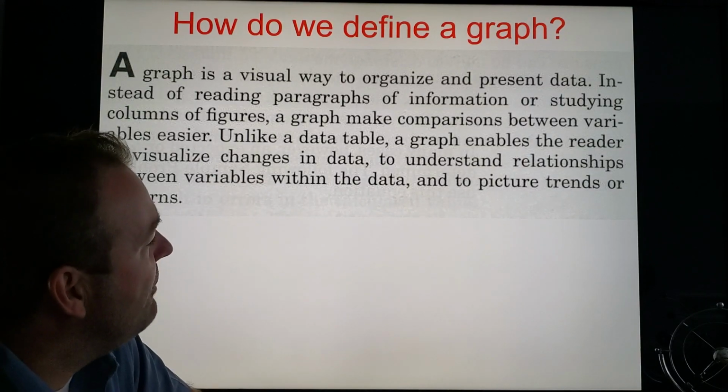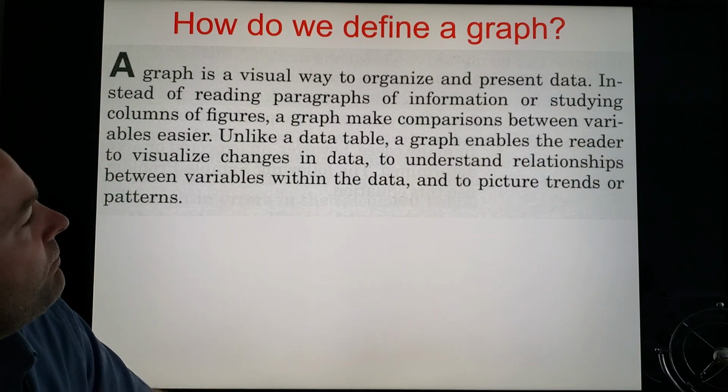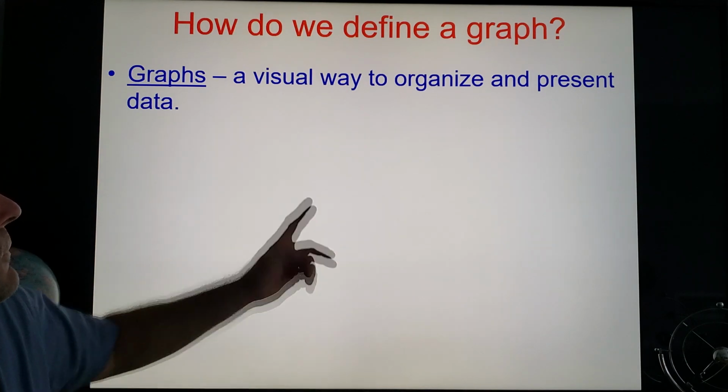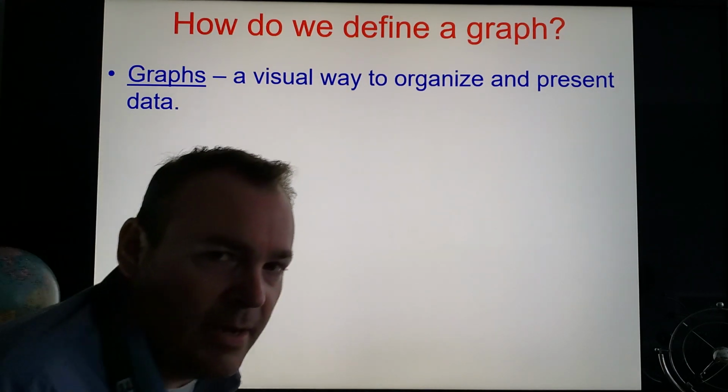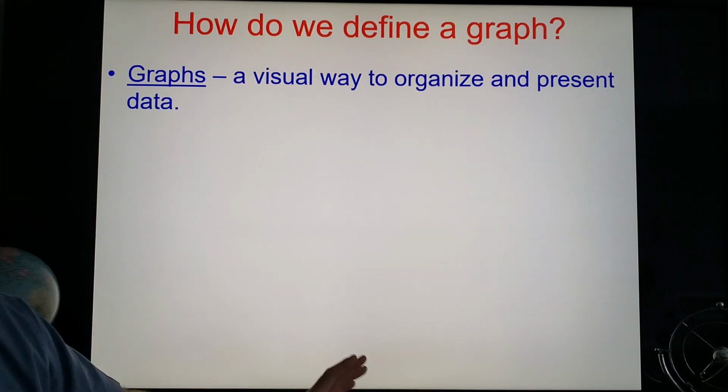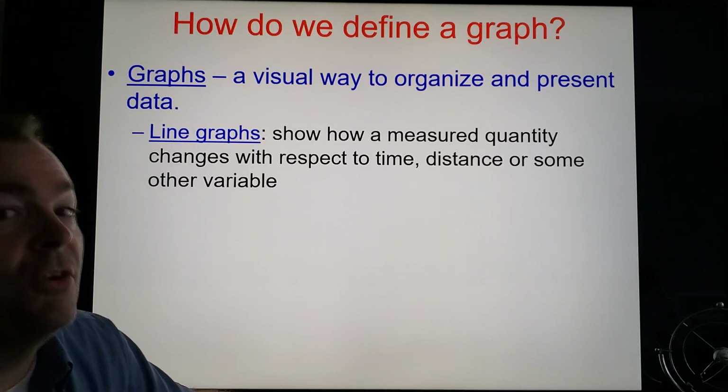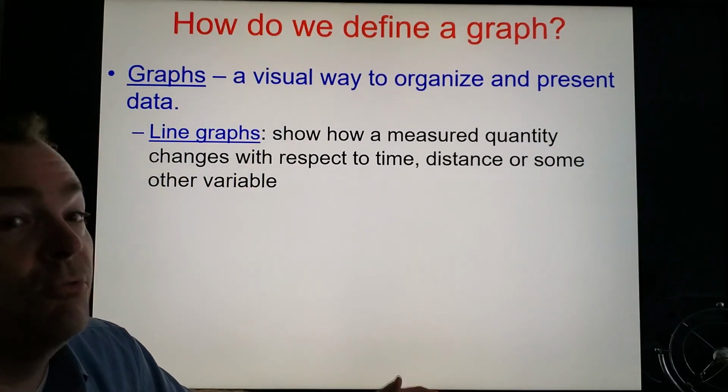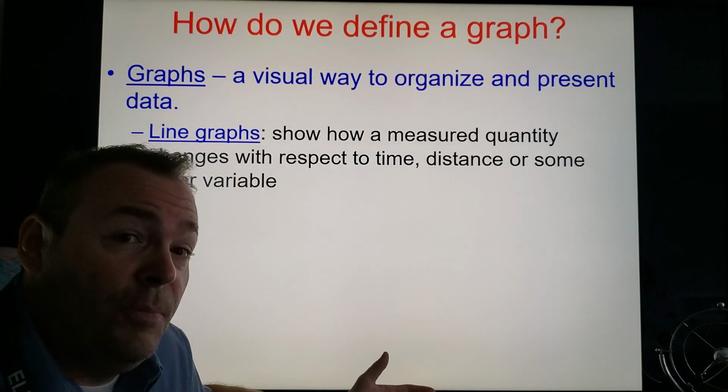How do we define a graph? Good information there. Graphs are a visual way to organize and present data. Right? Instead of just a pile of numbers, well, now we can see what the trends are. Is it increasing, decreasing? Is it repeating? Is there no relationship at all?